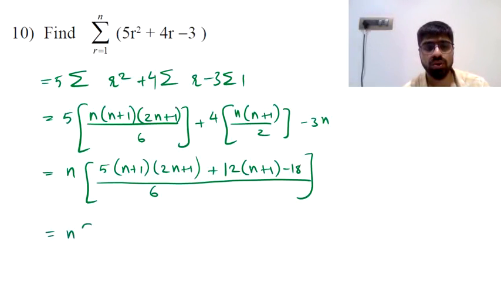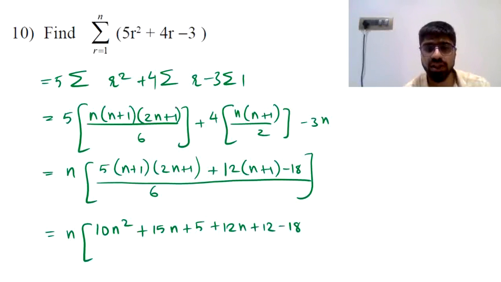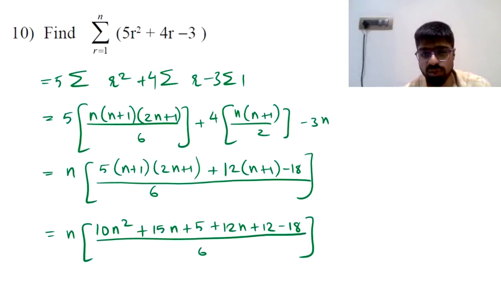Try to expand the bracket, so you have n. This will be n into 2n, which is 2n square, into 5, that will make it 10n square. Then we will have n into 1 plus 2n, so that's 3n, and that 3n into 5 will make it plus 15n. 1 into 1 will be 1, into 5 will be plus 5, plus this is going to give you 12n plus 12 minus 18 the whole divided by 6. 15n plus 12n is making it 27n, and then we have 5, 12 and minus 18, that's making it minus 1.